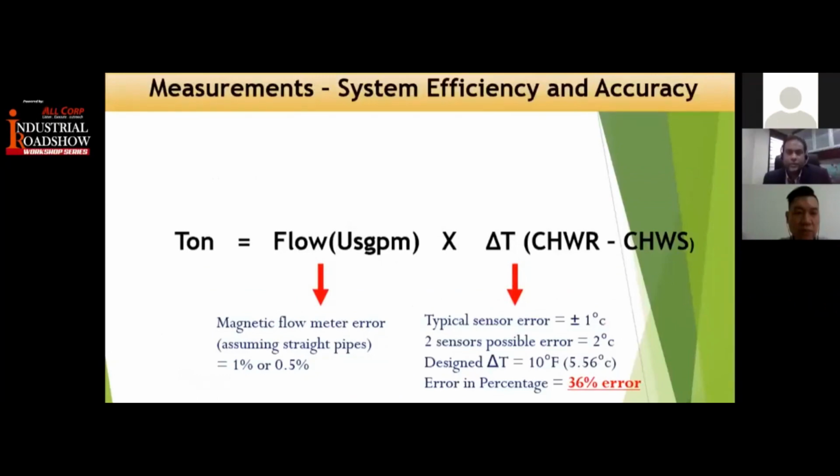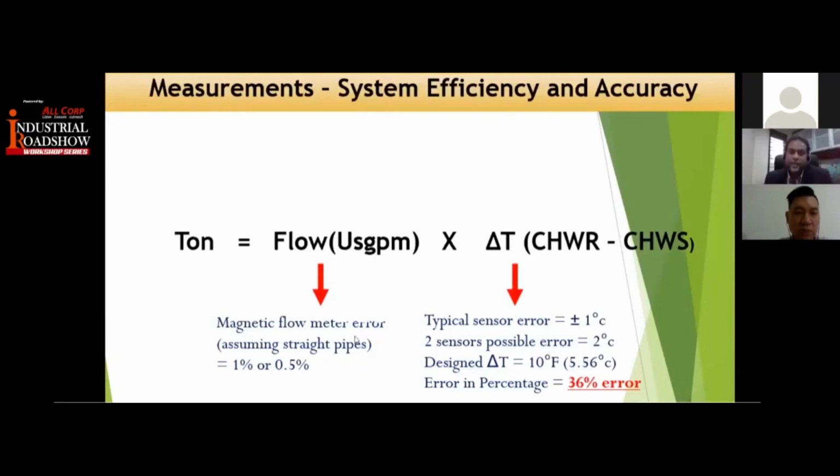Basically you need to have a flow meter at the pipe side. As what Kenji said, you have to remove the insulation and do the flow measurement, and you have to know the delta T measurement, chill water supply and chill water return. So you see, when you use just a simple measurement, you'll end up with a lot of sensor errors. Let's say you're using a temperature sensor of plus or minus 1 degree C, two sensors, right? Your possible error can be 2 degrees C, right?